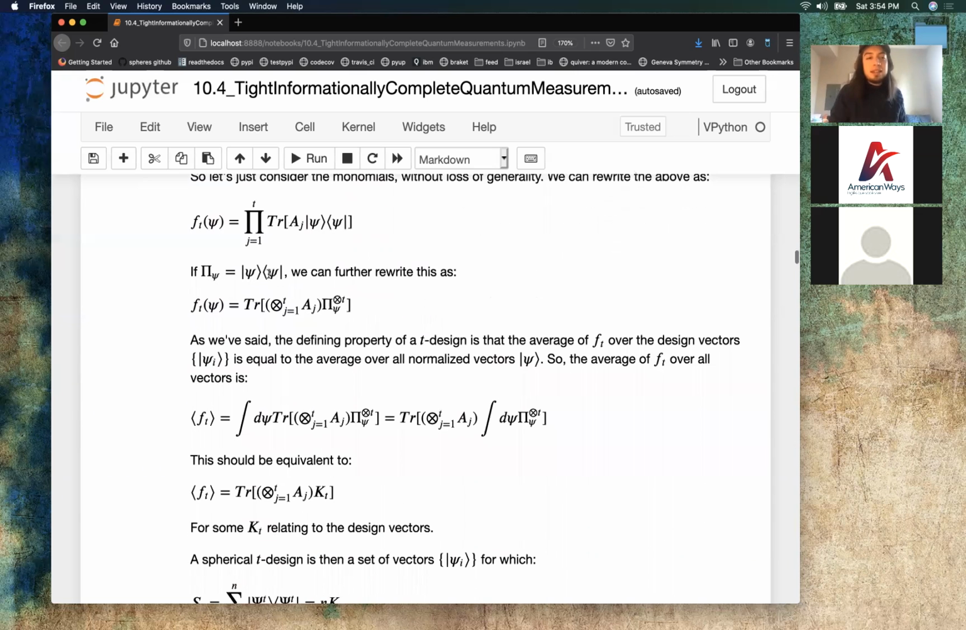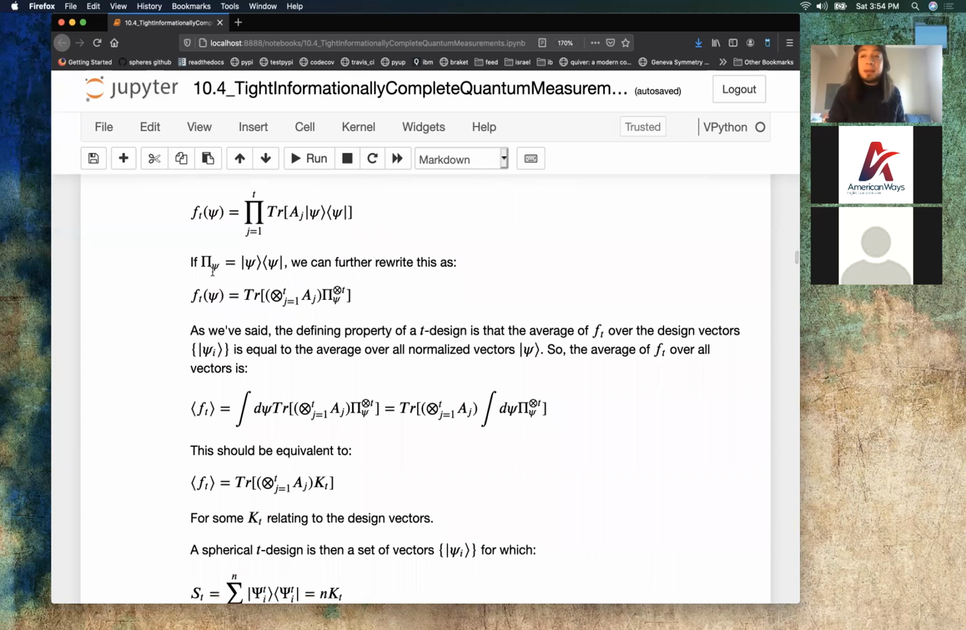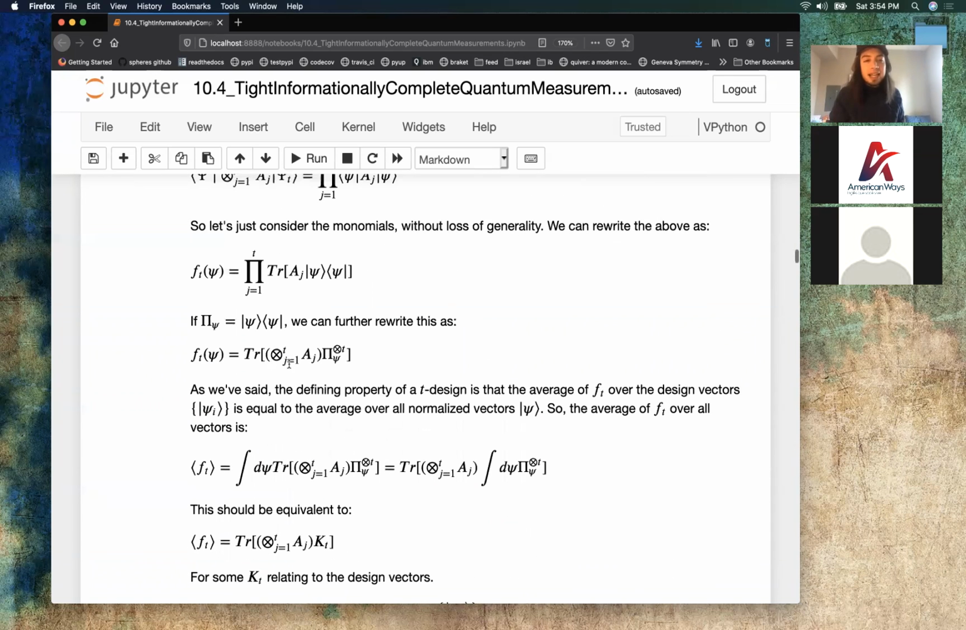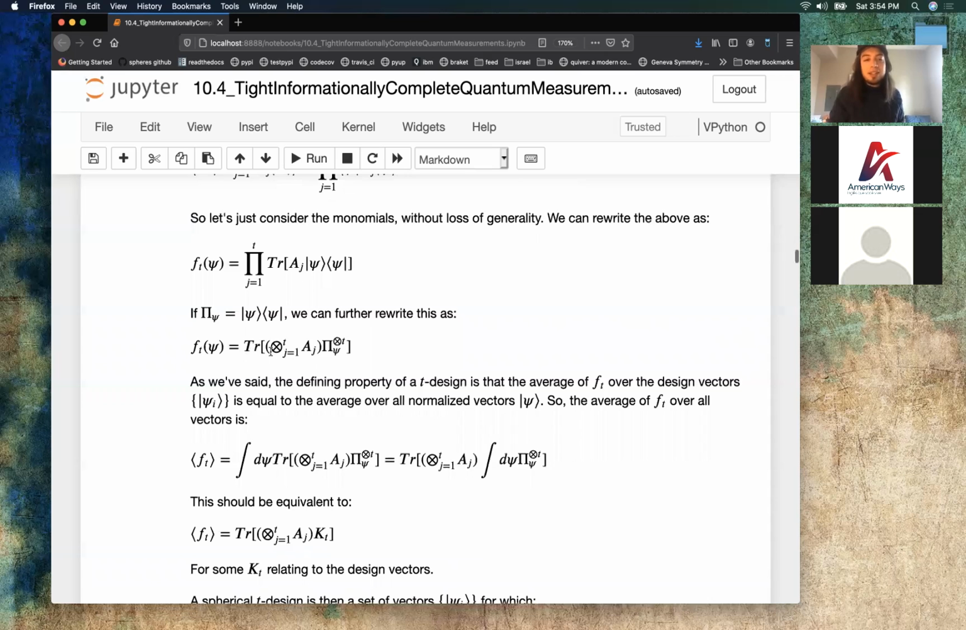And if we write this like big pi as just the projector, then we could rewrite it again as just the trace of all the A's tensored together times the projectors tensored together t times. Just kind of setting the stage. Okay, here's kind of a more fun bit.